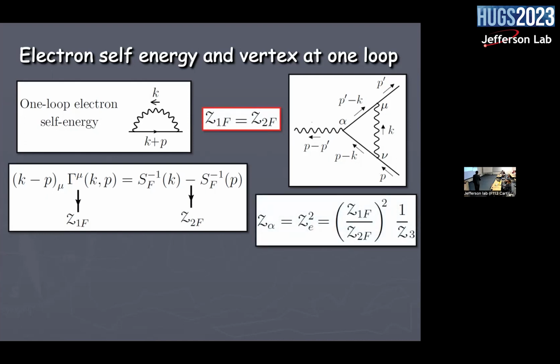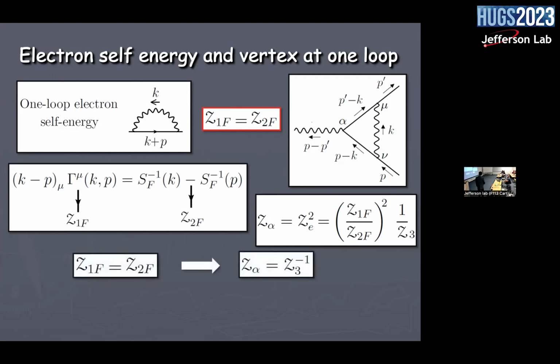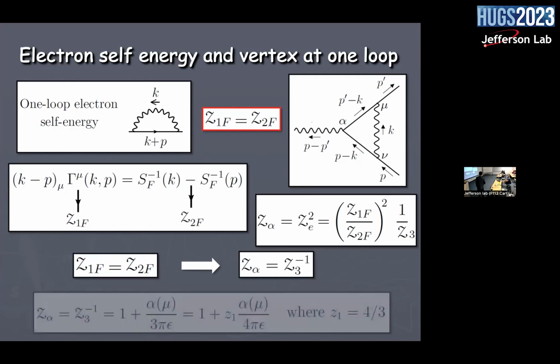And remember, when we were comparing the Lagrangians, what we saw is that the coupling renormalization constant Z alpha is in fact this. It's Z1F squared over Z2F squared multiplied by 1 over Z3. But if Z1F is equal to Z2F always, they will always cancel each other out, and we never have to do this calculation, at least for this purpose. And therefore, this Z alpha is only Z3 inverse. So if we are able to calculate the one loop photon propagator, we actually know how our coupling will be renormalized.